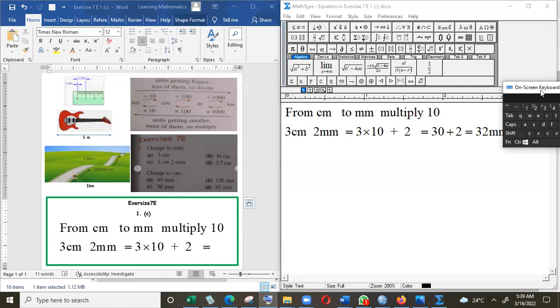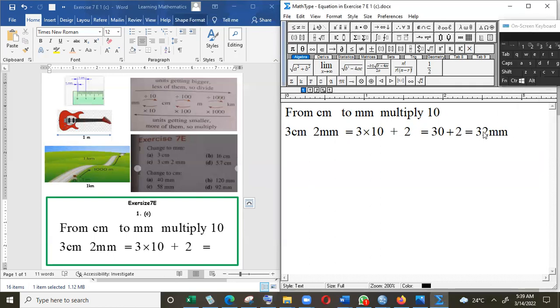Okay, 32 millimeters. Please write this down, because the 3 centimeters is 30 millimeters, and the 2 millimeters is there already, so we just add it to the 30 to give us 32 millimeters.